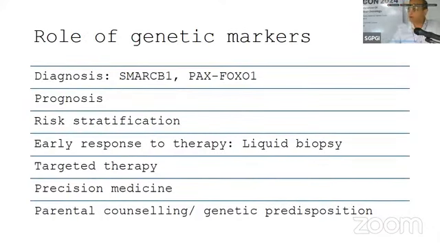When we talk about the role of genetic markers, the clinical aspects may be in the diagnosis of the tumor. There are certain specific genetic changes, and if we identify those, we may be able to identify that particular tumor type. Like SMARCB1, if identified, can help us in diagnosing rhabdoid tumor of kidney, and PAX-FOXO1 fusion genes are seen in rhabdomyosarcomas. So this can help in diagnosis.